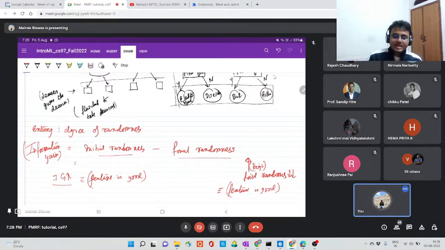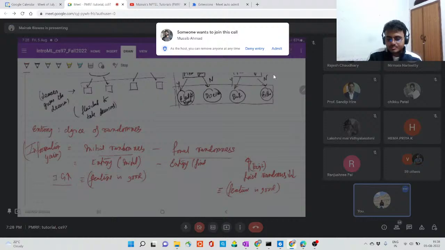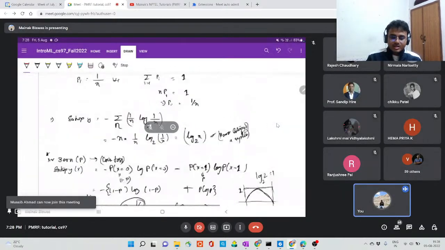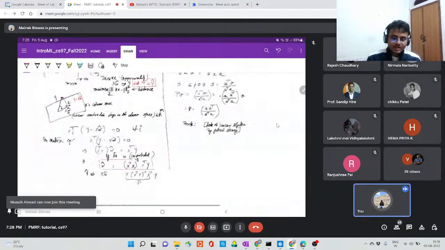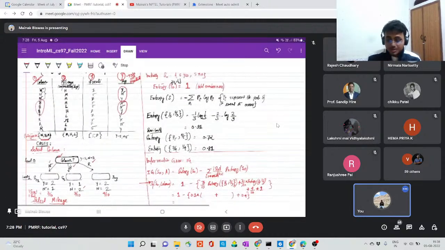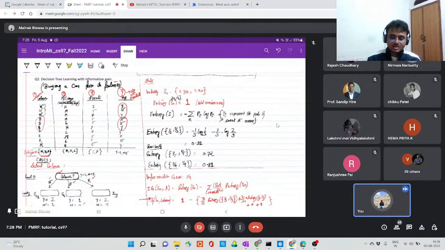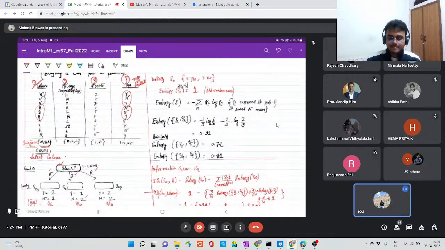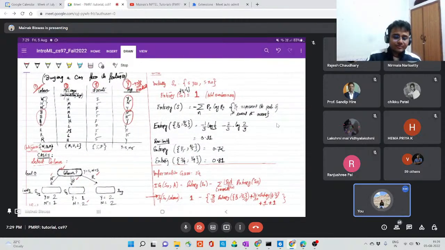So initial randomness we can measure by the entropy initial, and final randomness by the entropy of final. That's why I tried to show that entropy is a measure of randomness. Whenever the difference of the entropy is very high, it means that your randomness has decreased in some way, and in that case the feature can be selected.